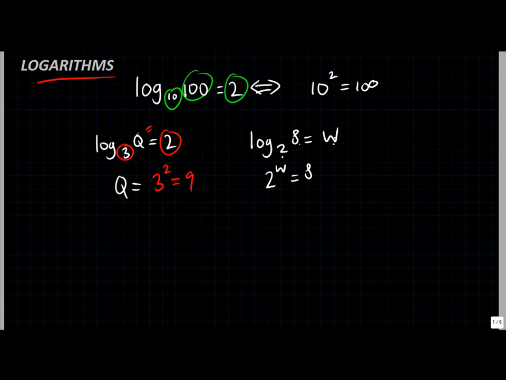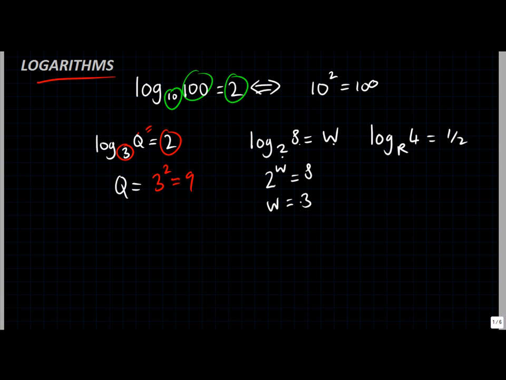So base to this power is equal to this number. Rearrange it to the more familiar form that you're used to looking at. So 2 to something is equal to 8. A pretty common one. 2 cubed is 8, so w is 3.